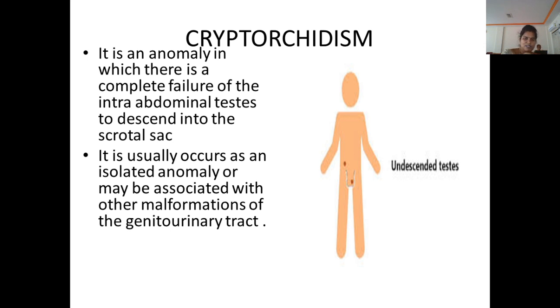Once that process happens, it will be in the abdomen or situated in the inguinal canal. We'll see how the testis normally descends. It usually occurs sometimes as an isolated anomaly, seen on one side or sometimes on both sides, and sometimes it is associated with other malformations of the genitourinary tract. Any malformations in the genitourinary tract can lead to that. So that is cryptorchidism.